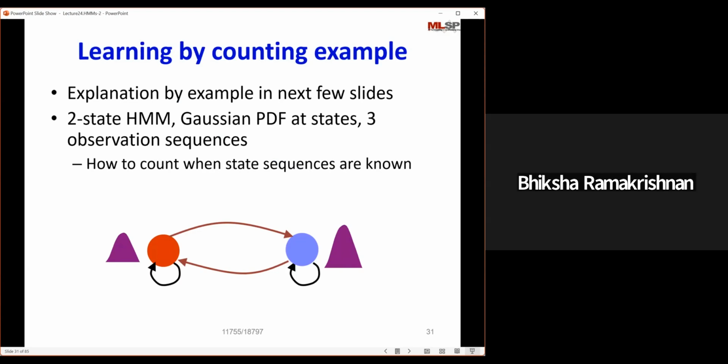So I'm going to do this explanation by example in the next few slides, and then I'll show you the formula. For my example, I have a simple two-state HMM with a Gaussian PDF observation probability in each of the states. And I'm going to assume that we have 3 observation sequences. And we're going to see how I can use counting to estimate all the HMM parameters.